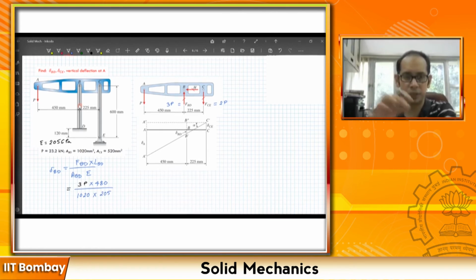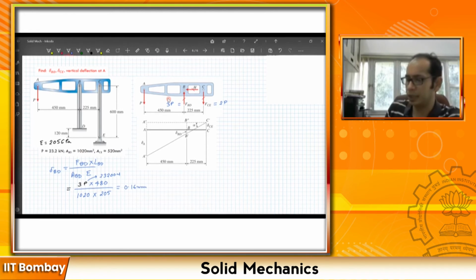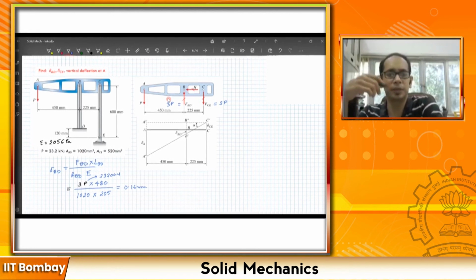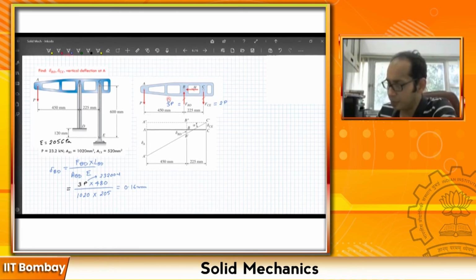So you have to take care of the units and so on, whatever goes into solving this one. If you put these things in place, and P, remember P is also given as 23.2 kilonewton or 23200 newton, this delta BD comes out to be around 0.16 mm. Right? Now remember that for this delta BD, the point B actually goes vertically down. So this is actually a compression which is happening.